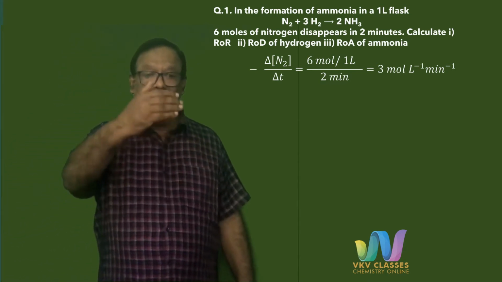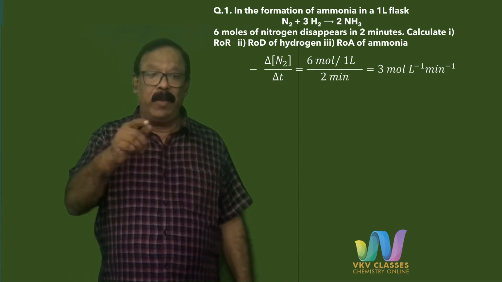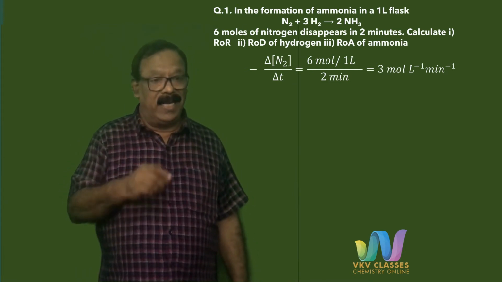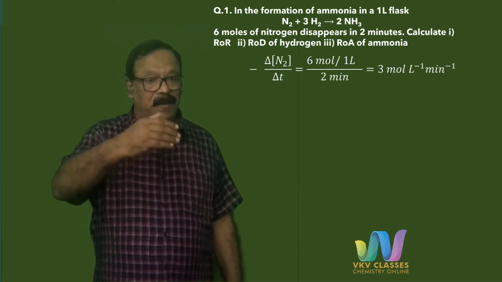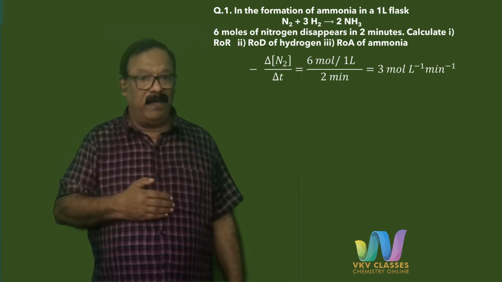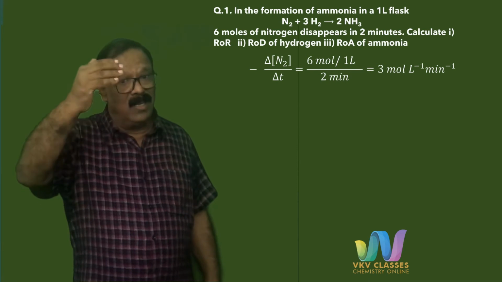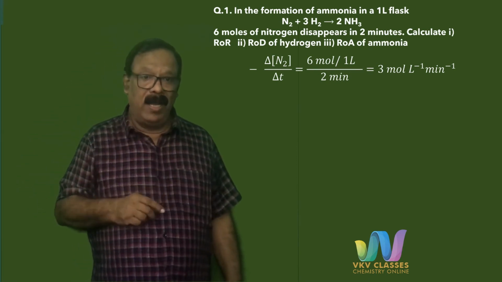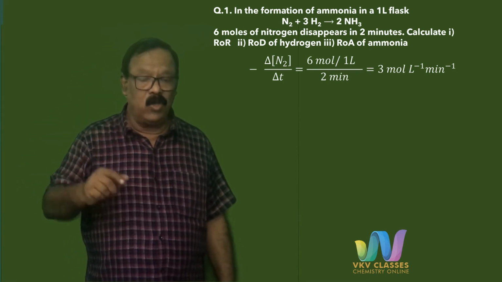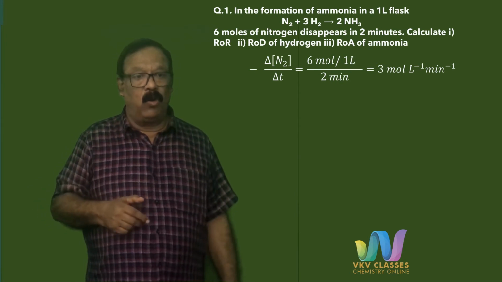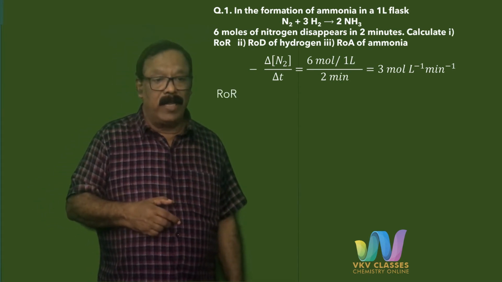Let us write the rate equation. Nitrogen 1 mole, so the disappearance is divided by 1. Hydrogen 3 moles, so it has to be divided by 3. Ammonia 2 moles, so that has to be divided by 2. So what will be the rate equation? How will you write the rate of reaction?